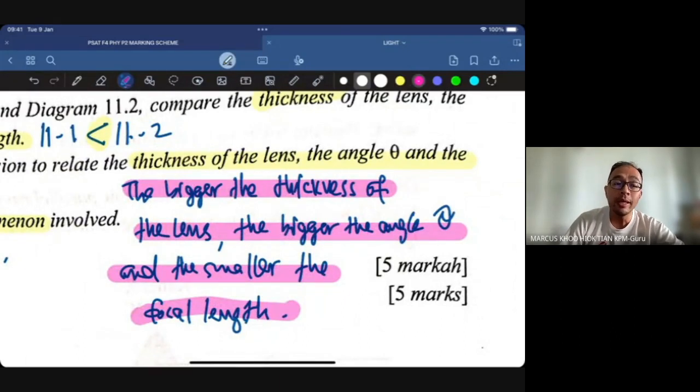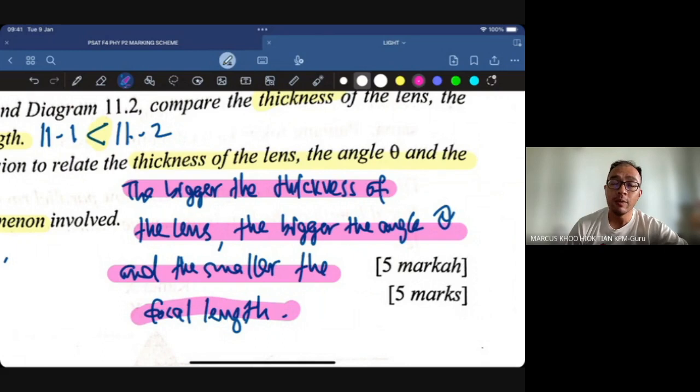Generally, or at least usually, they will ask you to write two separate sentences. The bigger the thickness, the bigger the angle. And then the bigger the thickness, the smaller the focal length. But in this question, they're asking you to put it all into one, which is actually the same. You're just combining the two sentences together. So don't be so hung up on this.